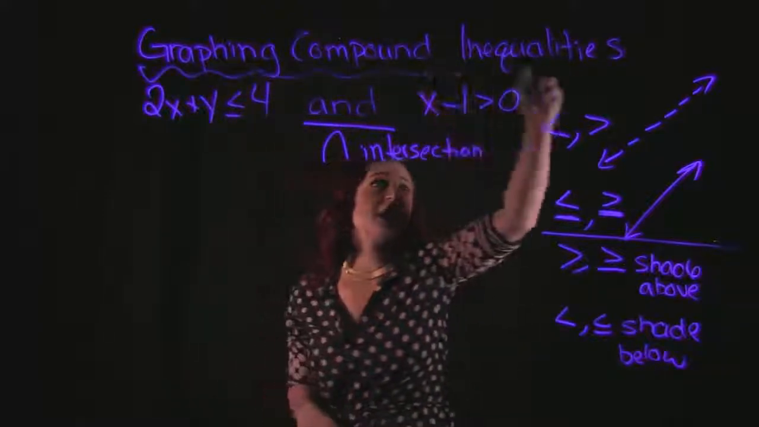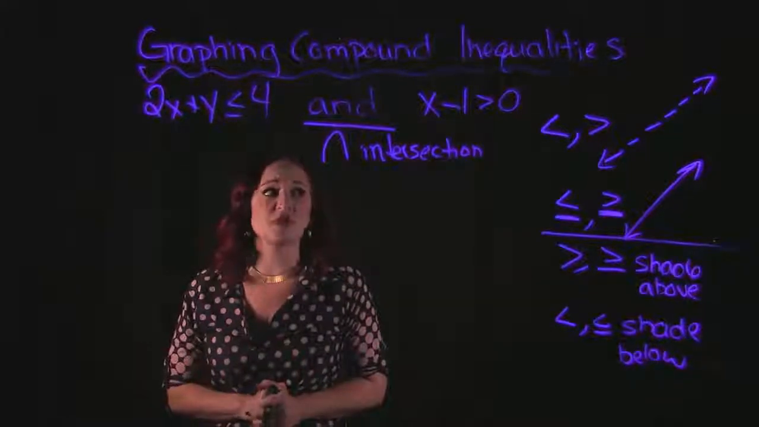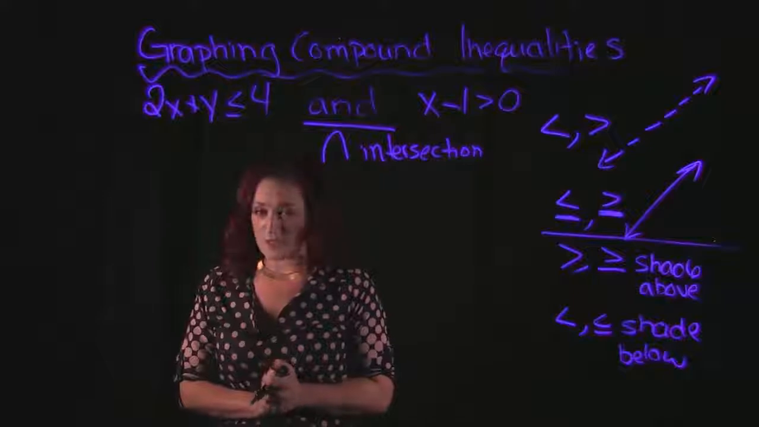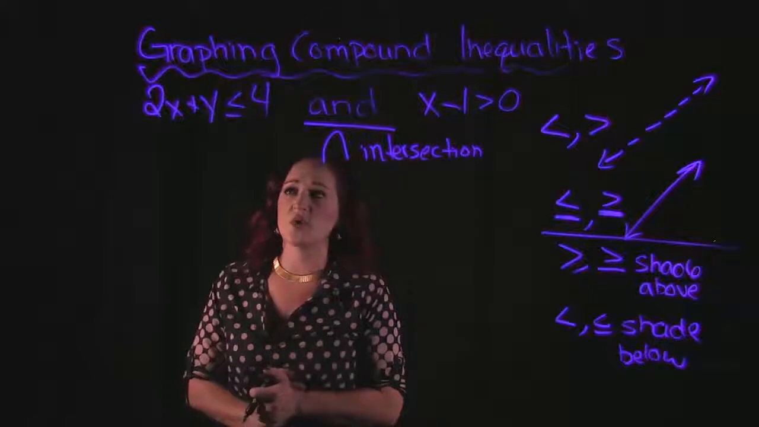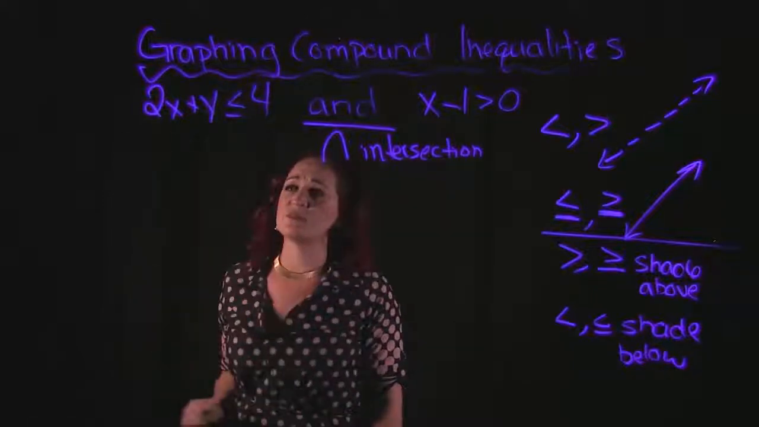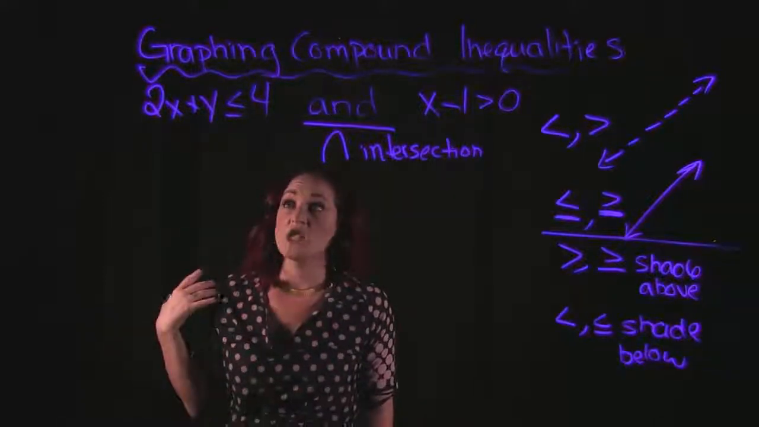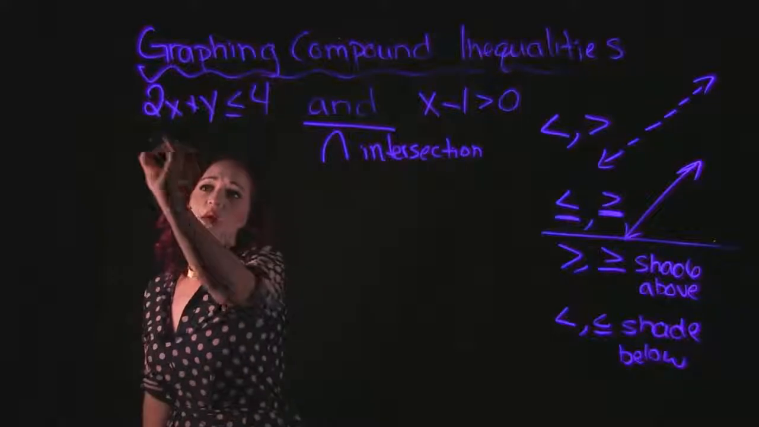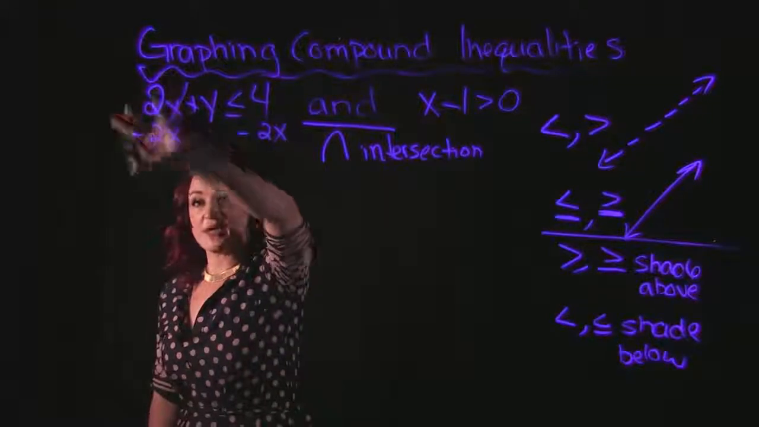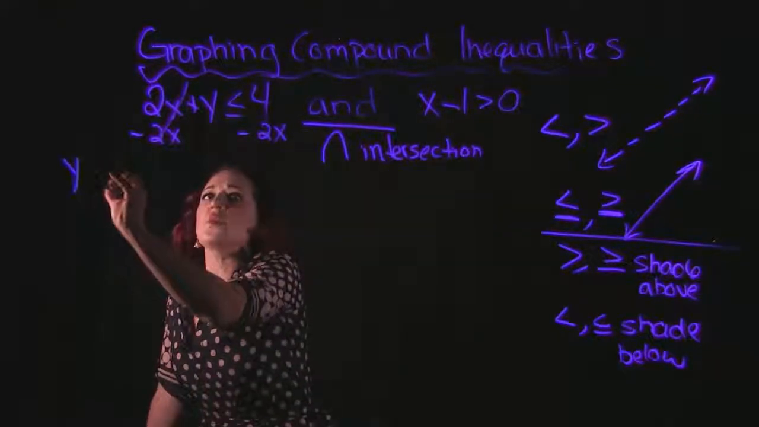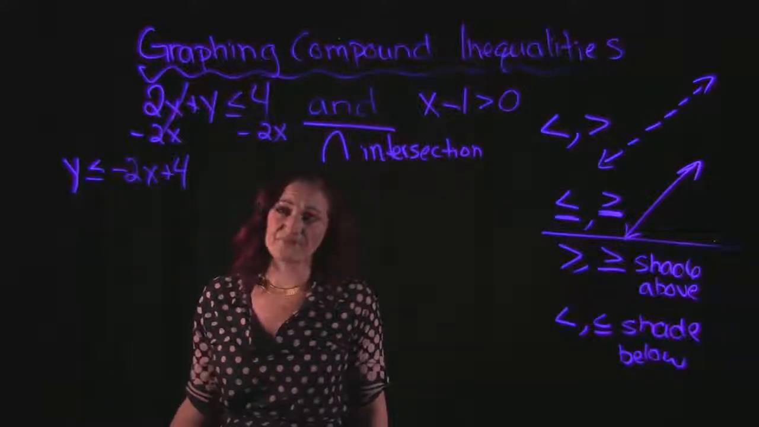We are tasked to graph these compound inequalities, which means that to graph these two, the easiest thing is to put them in slope-intercept form. That is the typical way to graph most linear equations. Taking a look at my first example, 2x plus y is less than or equal to 4, the first thing I'm going to do is solve this inequality for y. I'm going to get y by itself by subtracting 2x on each side. That cancels on the left-hand side, giving me that y is less than or equal to negative 2x plus 4.